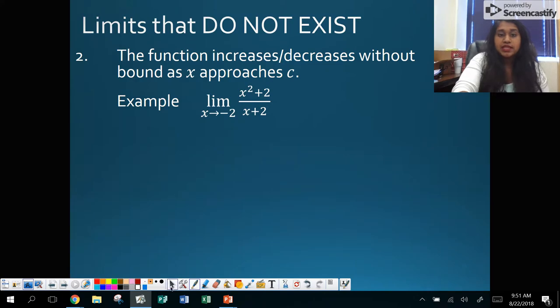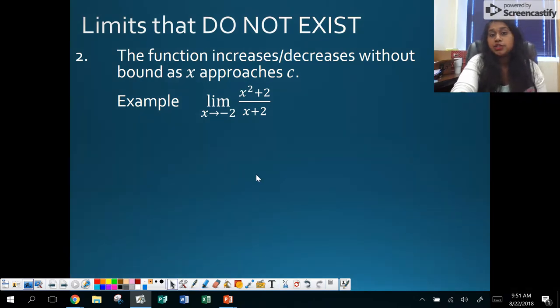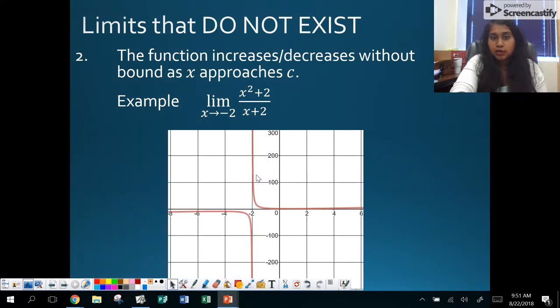So I have an example right here, a rational function. I'm going to show you what that looks like on our graph. You can see at negative 2, I'm going all the way up to positive infinity and all the way down to negative infinity. That means we are approaching infinities, which is a whole other limit slide for us, whole other PowerPoint, whole other video. So what this means is the limit does not exist at that point.